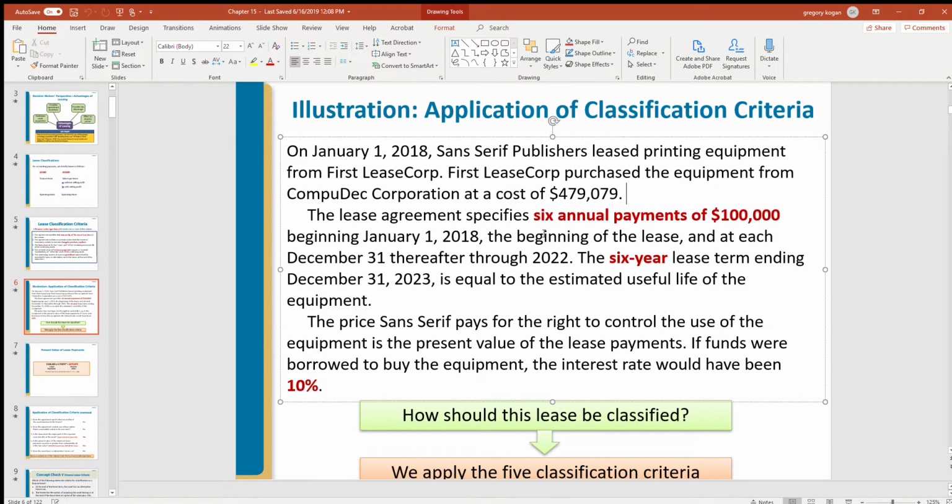The lease agreement specifies 6 annual payments of $100,000 beginning January 1, the beginning of the lease, and each December 31 thereafter through 2022. The 6-year lease term ending December 31, 2023 is equal to the estimated useful life of the equipment. So what do we do?